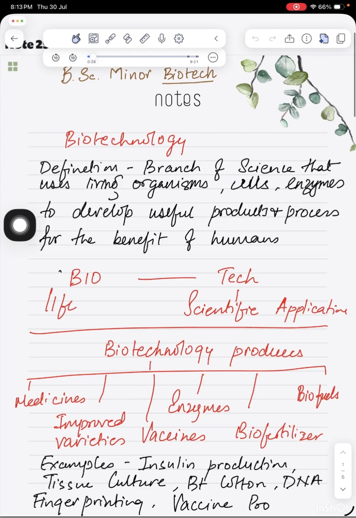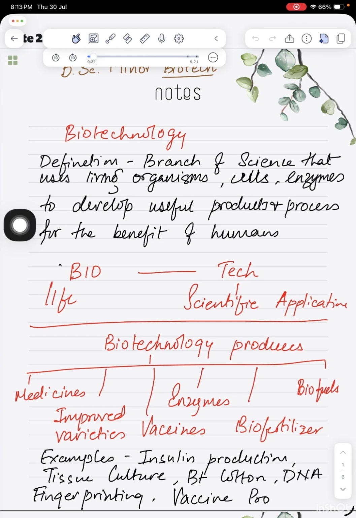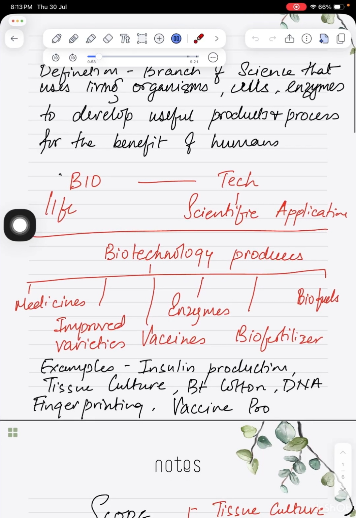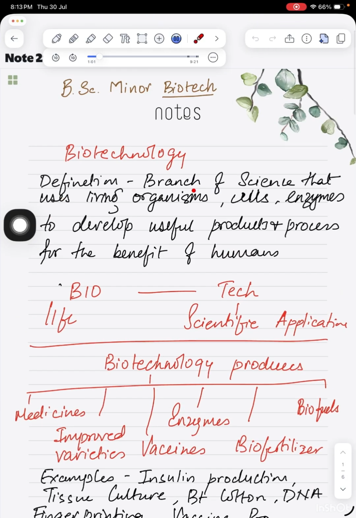Okay, so basically biotechnology is made up of two words, that is bio and tech. Bio is wherever the living things are coming, that is the life. And tech or technology is nothing but one of the techniques which will be used for scientific application. So whenever some living organism is used for a scientific application, it will be named as biotechnology. And the definition itself explains that it is a branch of science that uses living organisms, cells, enzymes to develop useful products and processes for the benefit of humans.